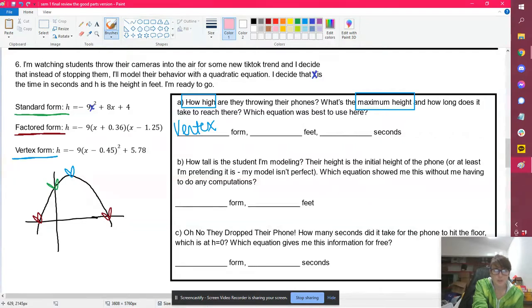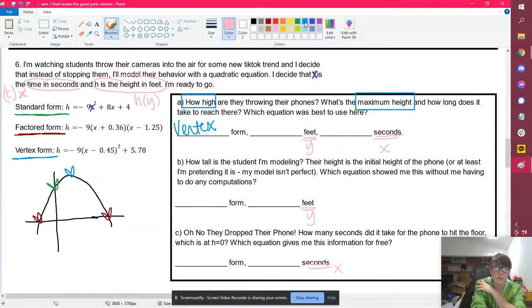We also want to recognize that time in seconds is our x, and height in feet is our h, or our y. The thing we're plugging in is seconds, the thing we're getting out is feet. So the thing that we usually think of as x is time, and the thing that we usually think of as y is distance. So here, if we're looking for feet, we're looking for the y part. If we're looking for seconds, we're looking for the x part. Here our answer is going to be a y, and here our answer is going to be an x.